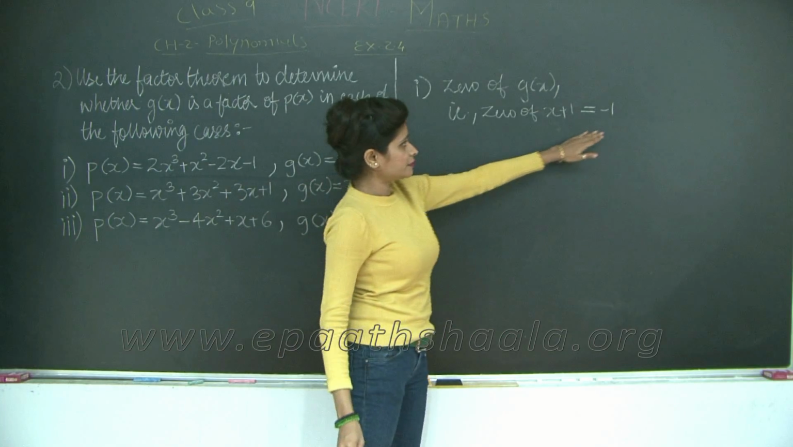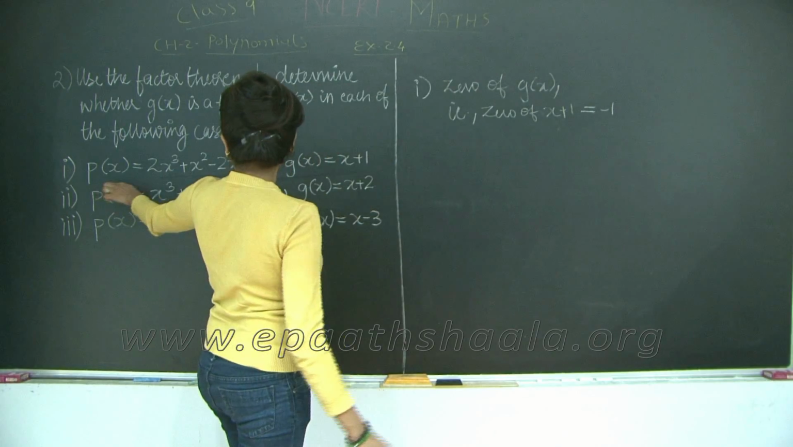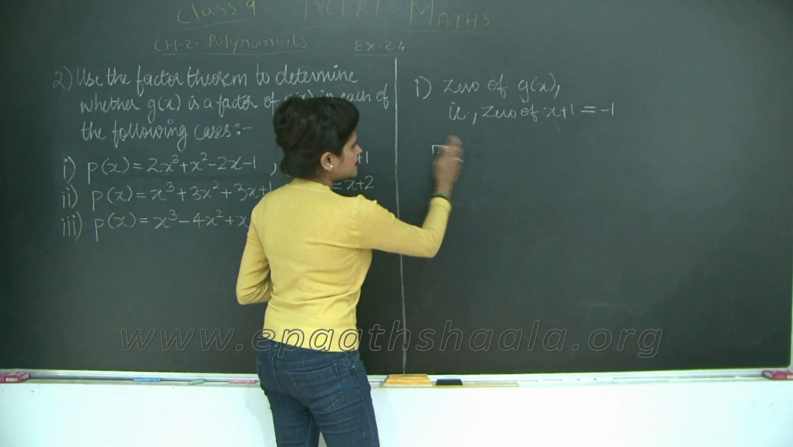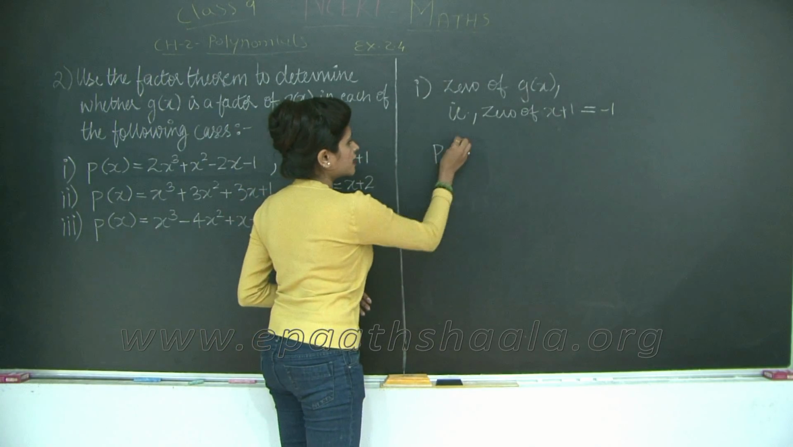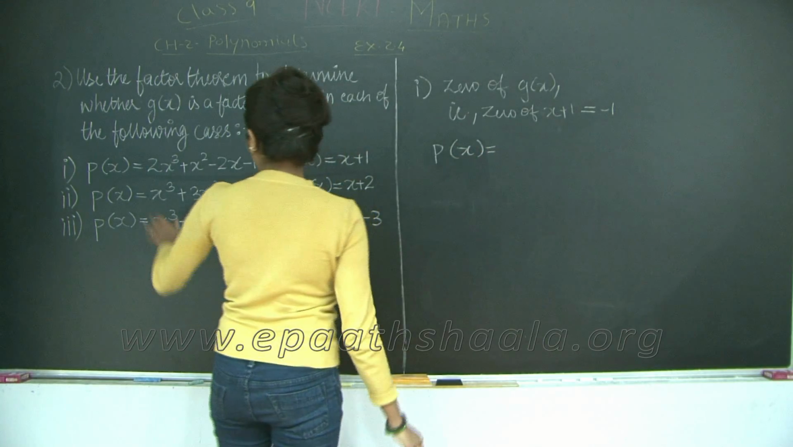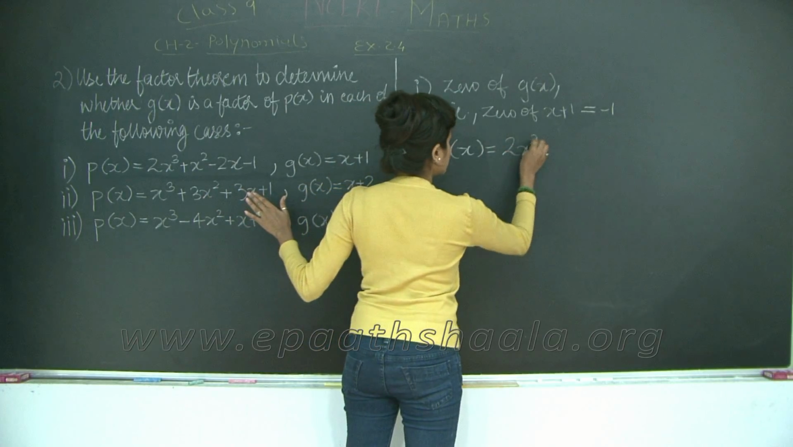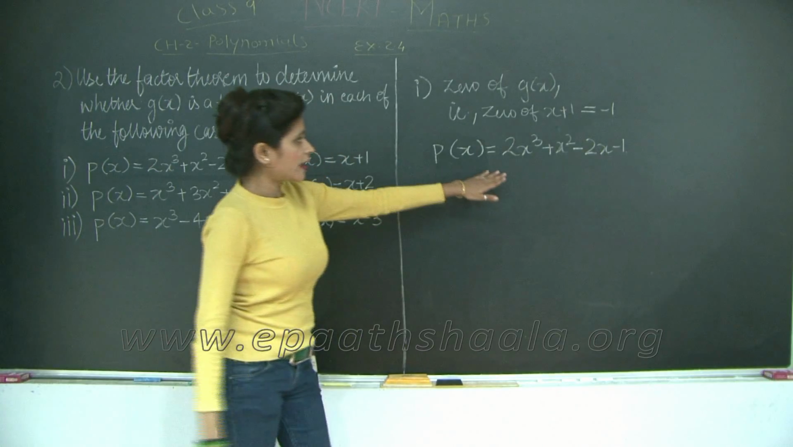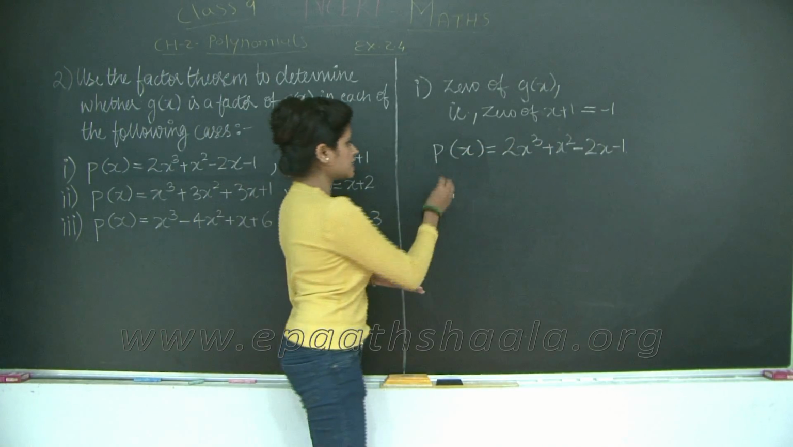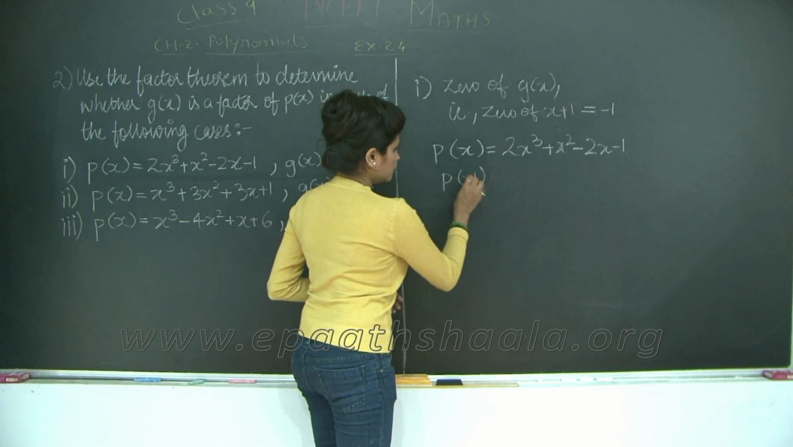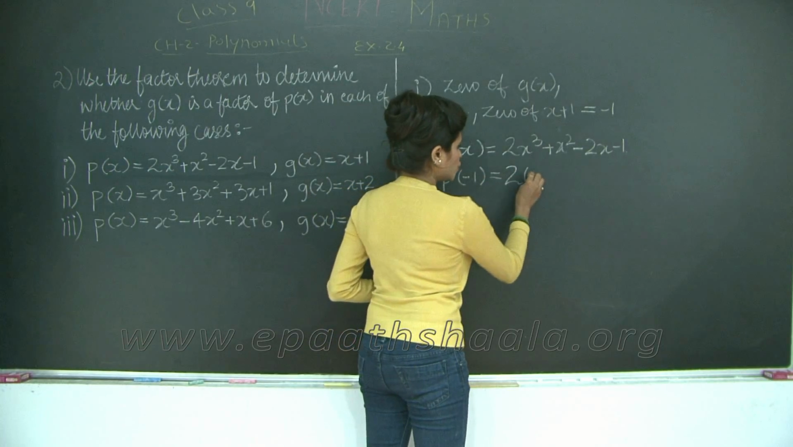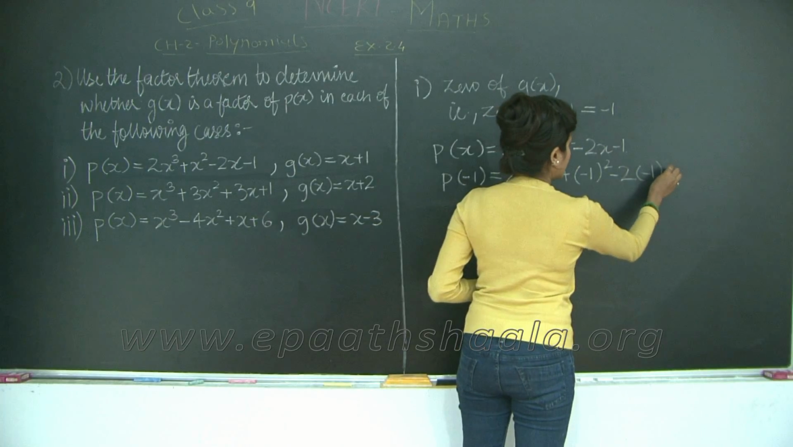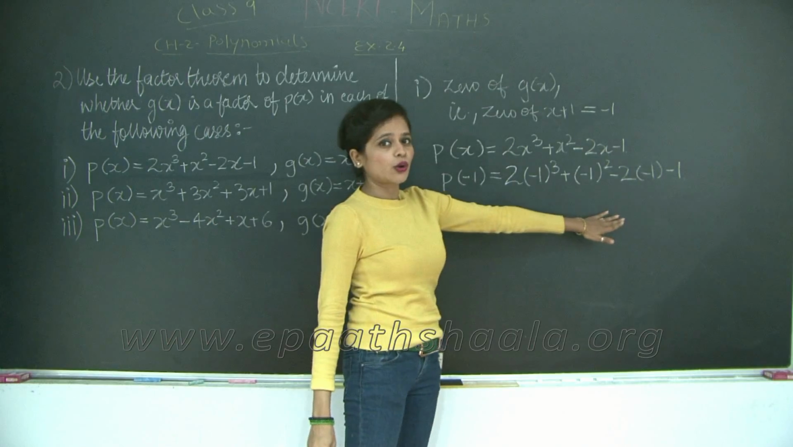Now what I am going to do is substitute minus 1 into p(x), that is x is equal to minus 1 is going to be substituted in this polynomial. So p of minus 1 is equal to, or let's say I'll just write the polynomial first so that substitution will be easy. p(x) is equal to 2x cube plus x square minus 2x minus 1. Okay. So I am going to substitute minus 1 in the place of x, right? So p of minus 1 is equal to 2 into minus 1 the whole cube plus minus 1 the whole square minus 2 into minus 1 minus 1. Right, now I have it substituted, so I am going to go ahead and solve this expression.